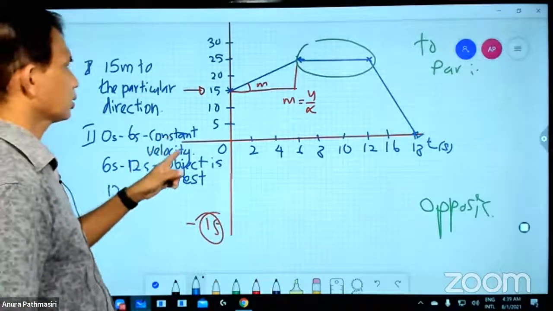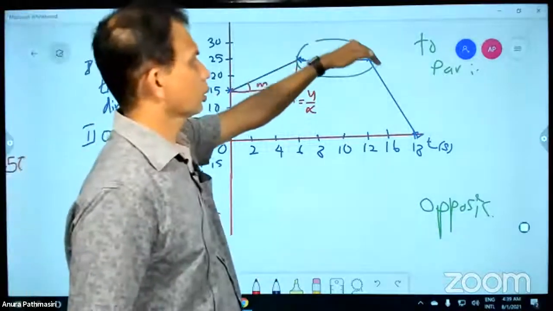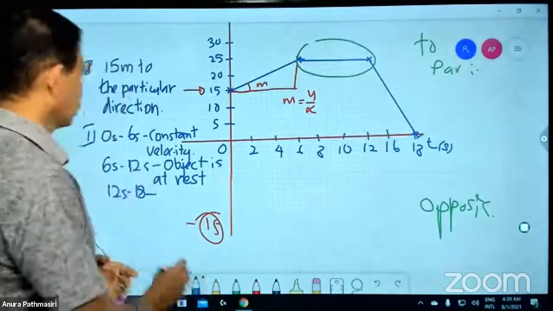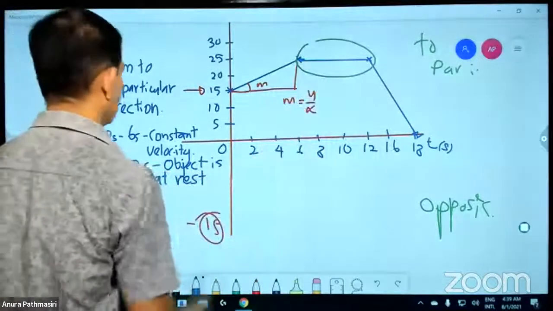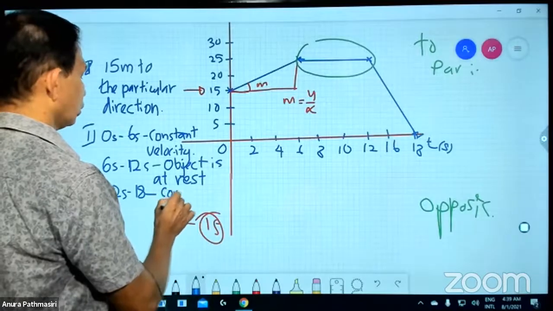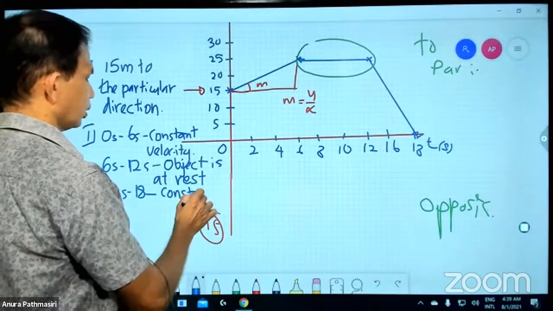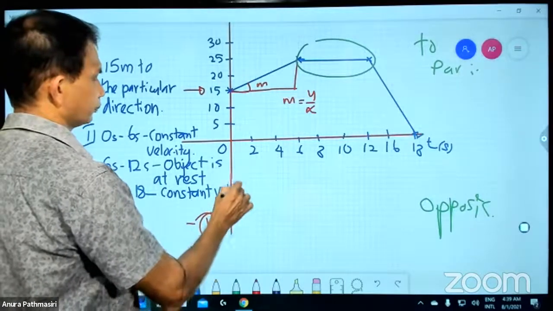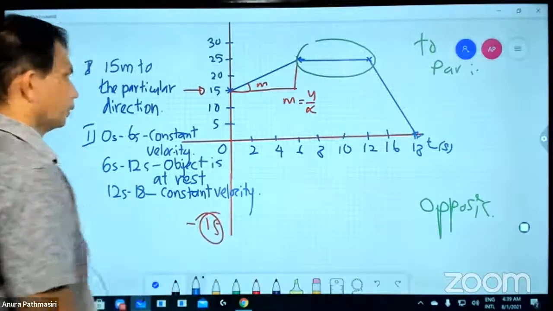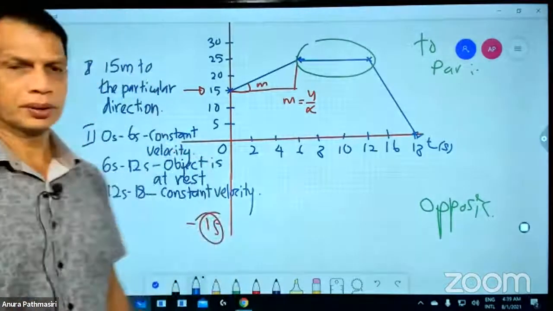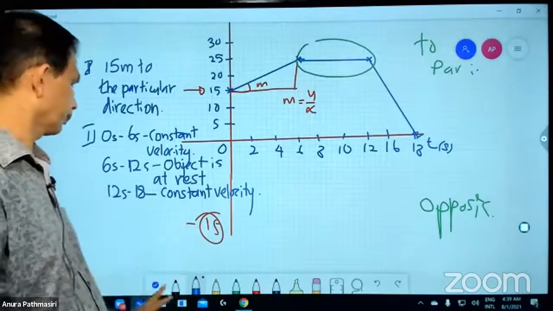As discussed earlier, it is also gradually decreasing and the gradient is there. So the answer is constant velocity or uniform velocity. Right. So those are the answers for the second question.